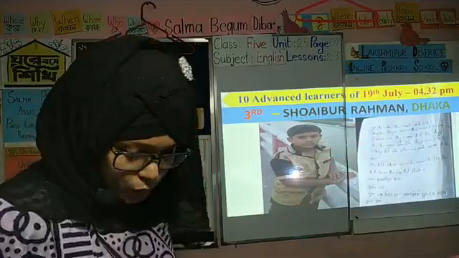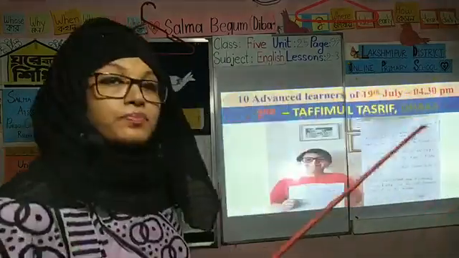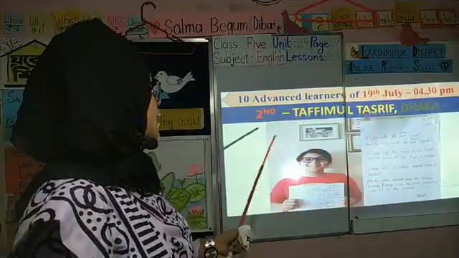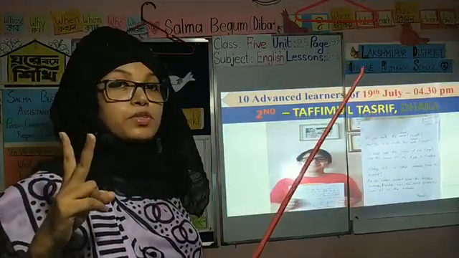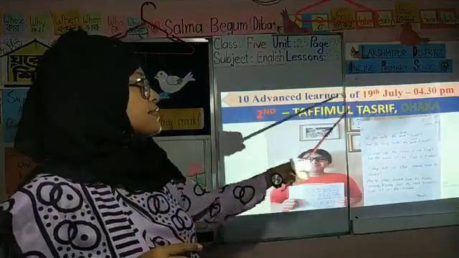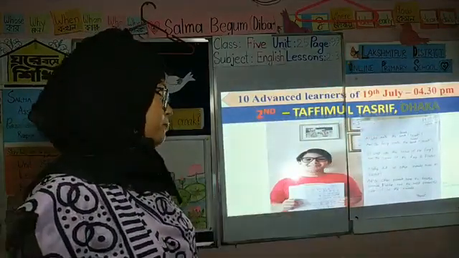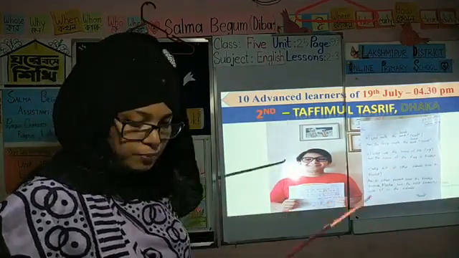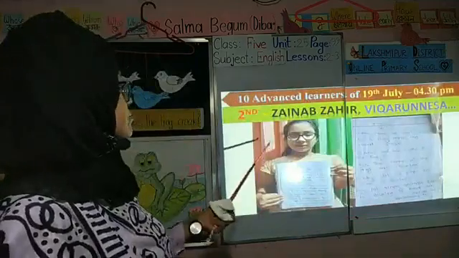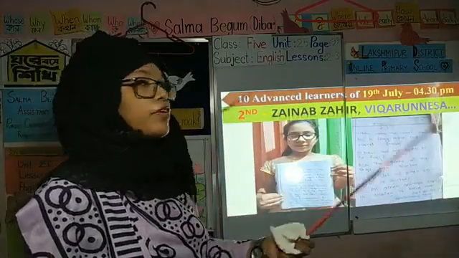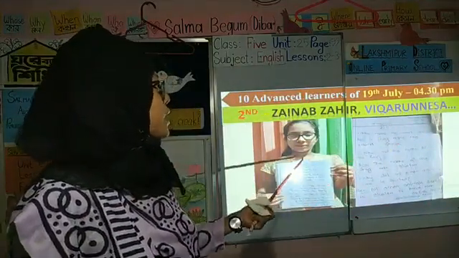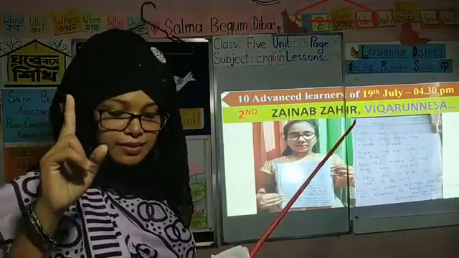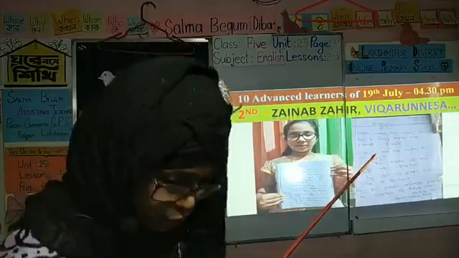Okay, so we'll give all of you the congratulation cards to your parents' timeline. Okay, and in 2nd position, we have got two people, and they sent their homework at 4:30 p.m. The first one is Tafimul Tashrif from Dhaka. And also in 2nd position, Jainab Jahi from Bikram Mission School and College, and she has also sent at 4:30 p.m. So they are getting position 2 both together.